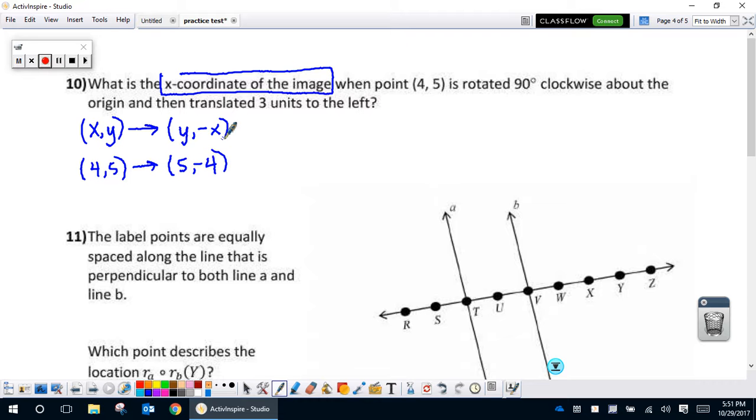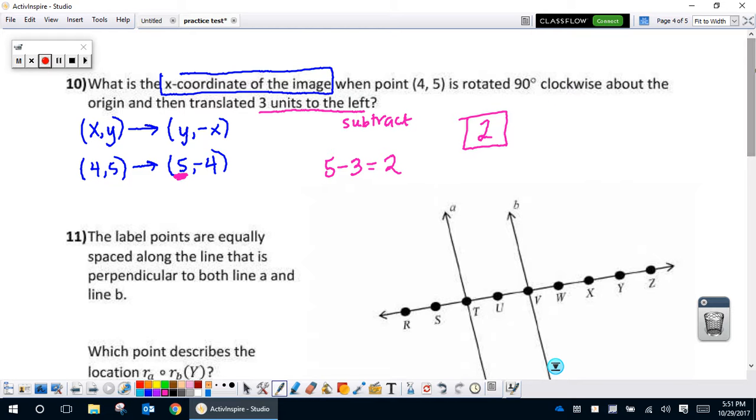Alright, and then we're going to translate 3 units to the left, but it's only concerned about our x-coordinate. Okay, so 3 units to the left means we're actually going to subtract, because moving to the left means you get smaller. So you just have to do 5 minus 3 and you get 2. So the x-coordinate would be 2.